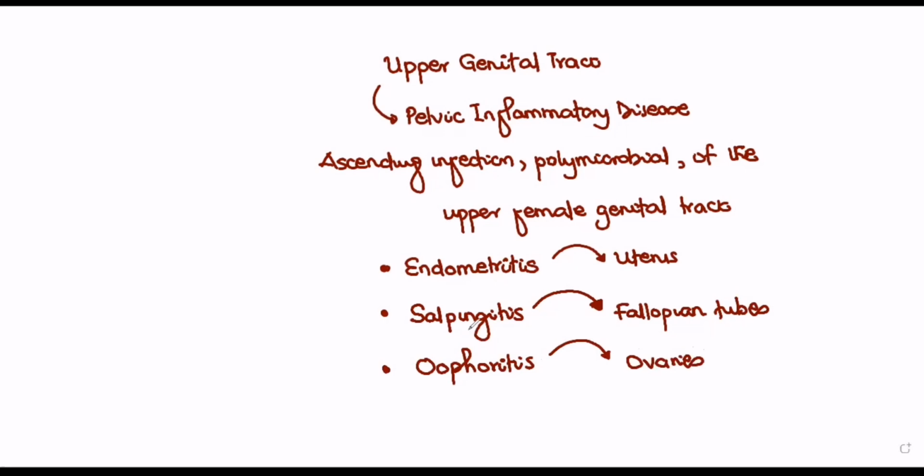And sometimes you can have an abscess, because you know that the fallopian tube is very close to the ovary, isn't it? So you can have an abscess which has involved the ovary and then the fallopian tube. What's the name of that abscess? Tubo-ovarian abscess.